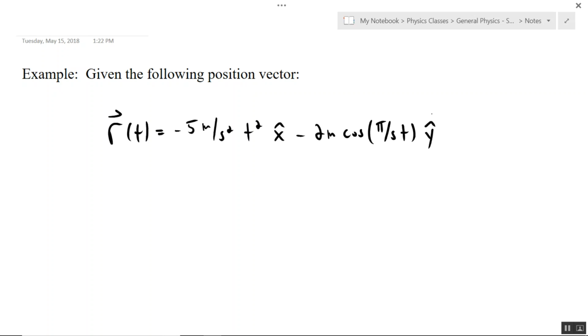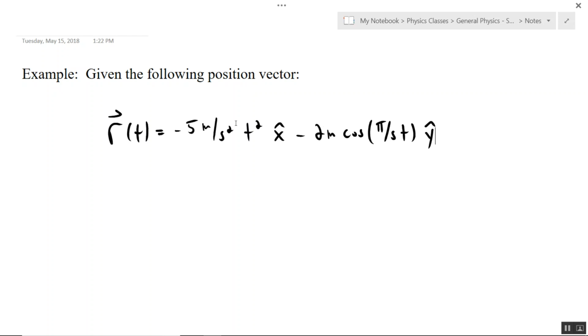Okay, so I should have mentioned this when I was first describing it. Position is measured by coordinates, and coordinates are basically distances. So basically, position vectors are distances. So typical units of distances are meters, right? So you want your answers to be in meters, meaning the x-coordinate to be in meters and the y-coordinate to be in meters. This is why this is in meters, because the cosine has no unit. So you just get an answer in meters for the y part.